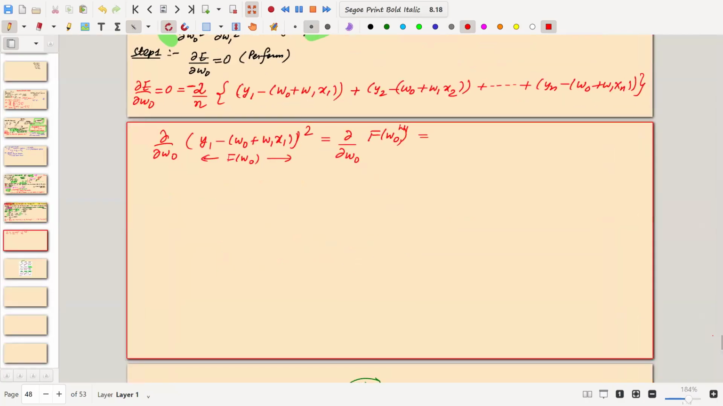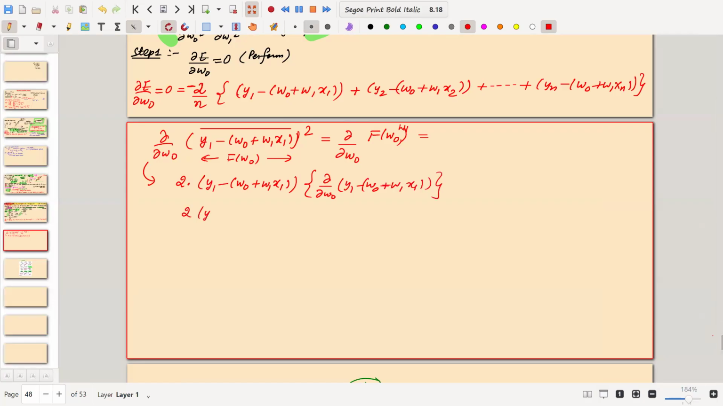Actually, where is the confusion? Okay, I will expand it for you. Shall we expand it? Then I think it will be clear. So dou by dou W0 of this one: you apply this as x squared, so it will be 2 times of this x. So 2 times of (Y1 minus W0 plus W1 x1), right? But inside part also you have to differentiate with respect to W0. So dou by dou W0 of (Y1 minus W0 plus W1 x1), right?